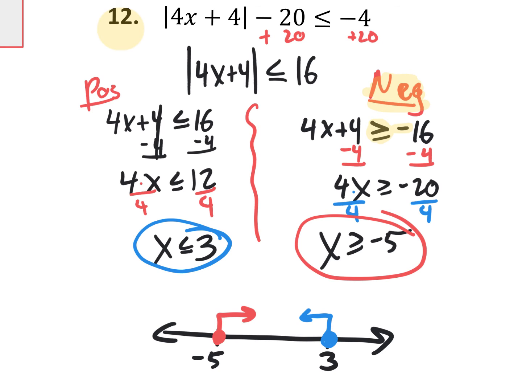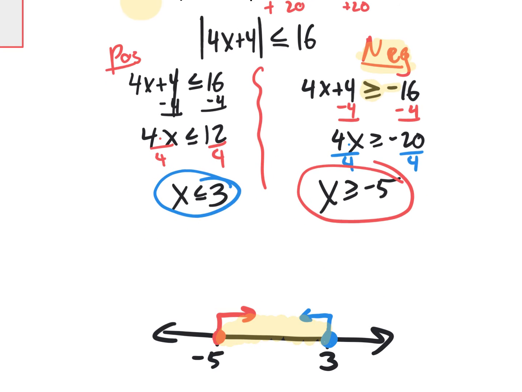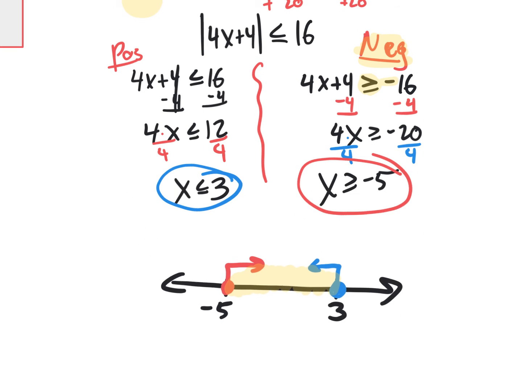What we have here is an area that's together, right? We have an area from this negative 5 to the positive 3. It's an area that's together. So because the areas are together, these two answers have to be written together as a compound inequality, okay? So how am I going to write that together as a compound inequality?